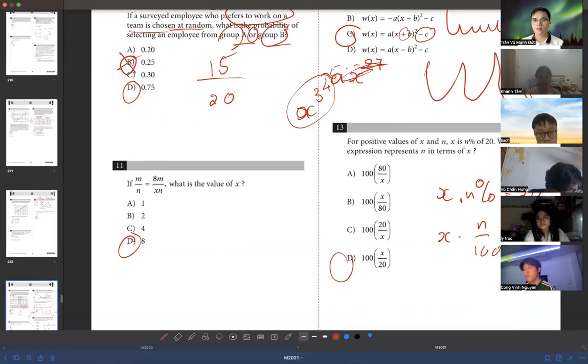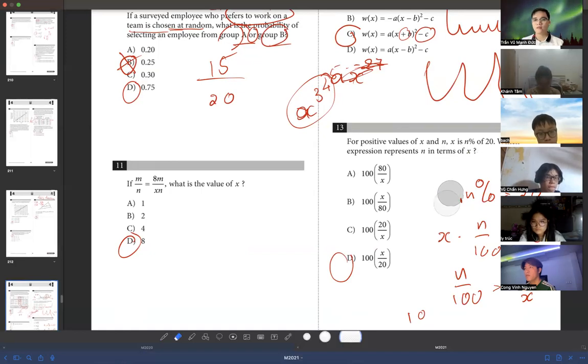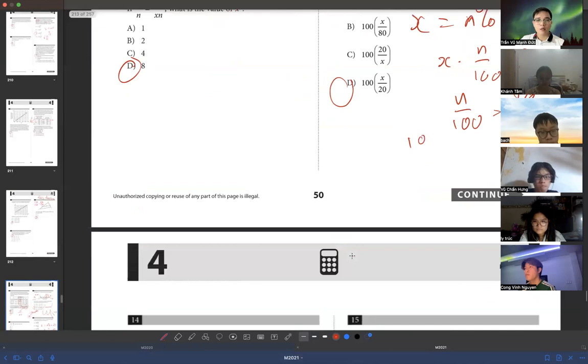is 20. 20 here in terms of X. So we're going to have N divided by 100 equals 20 divided by X. And then we have 100 times X and N. X is n% of, oh, I'm sorry, it is the other way around. X is n% of 20. So yeah, it is D, right? 14.